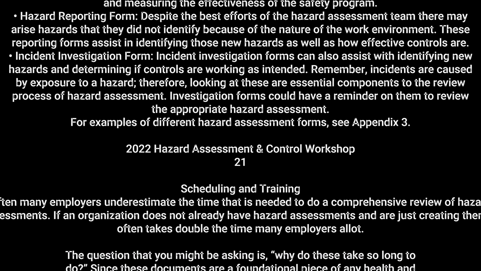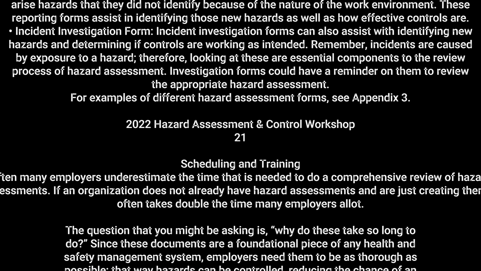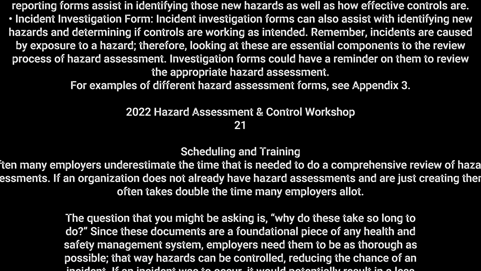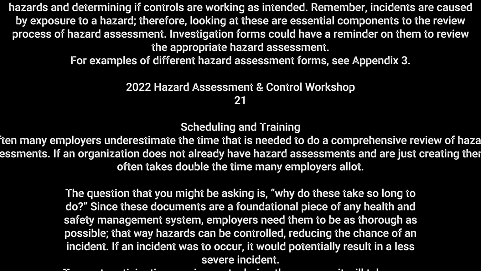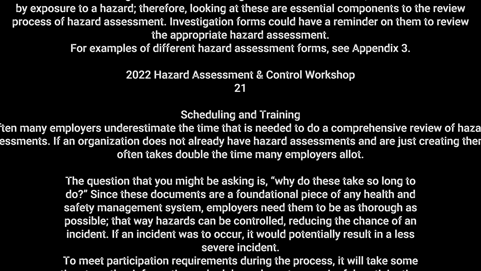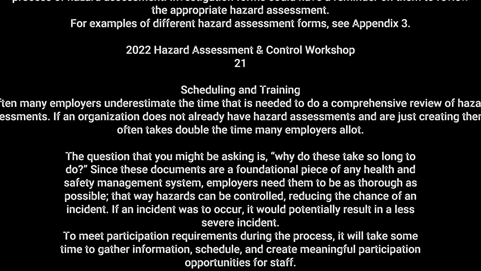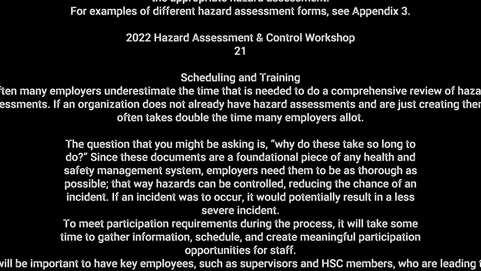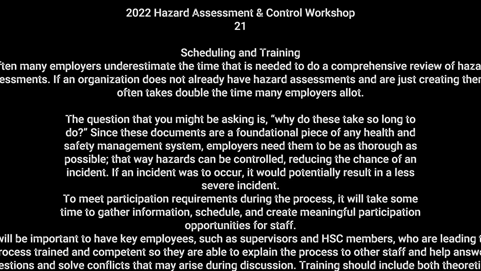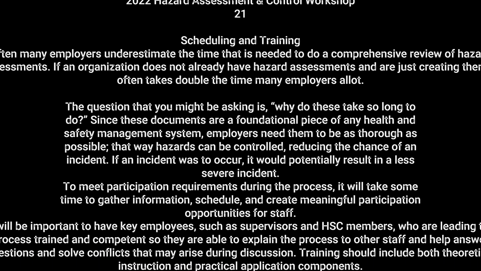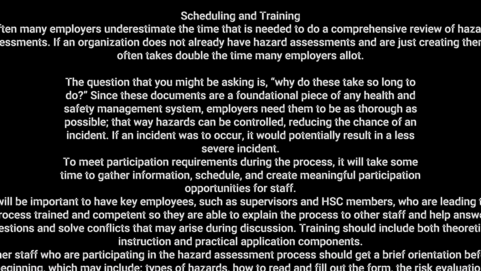Scheduling and training. Often many employers underestimate the time that is needed to do a comprehensive review of hazard assessments. If an organization does not already have hazard assessments and is just creating them, it often takes double the time many employers allot. The question that you might be asking is, why do these take so long to do? Since these documents are a foundational piece of any health and safety management system, employers need them to be as thorough as possible. That way hazards can be controlled, reducing the chance of an incident. If an incident was to occur, it would potentially result in a less severe incident.